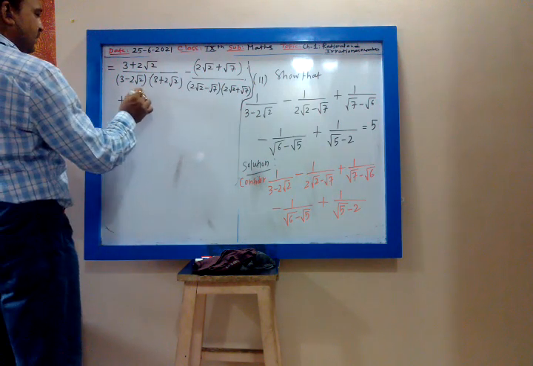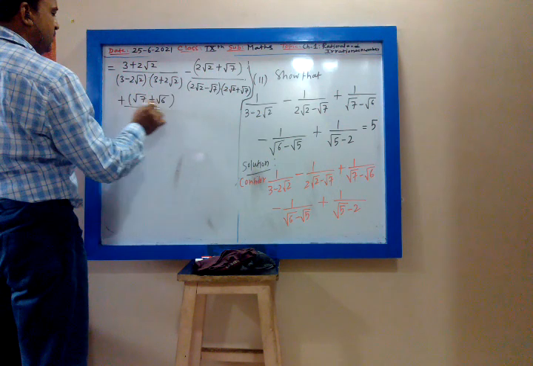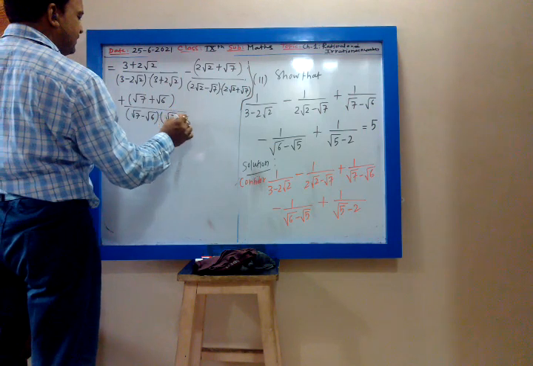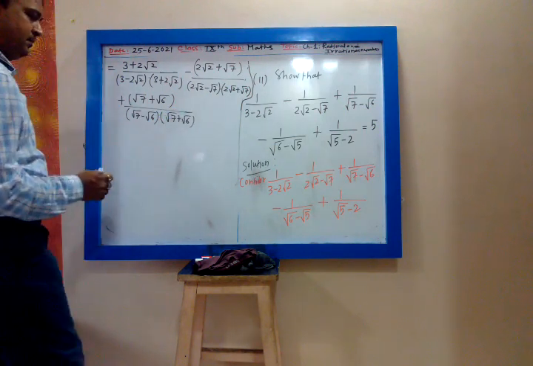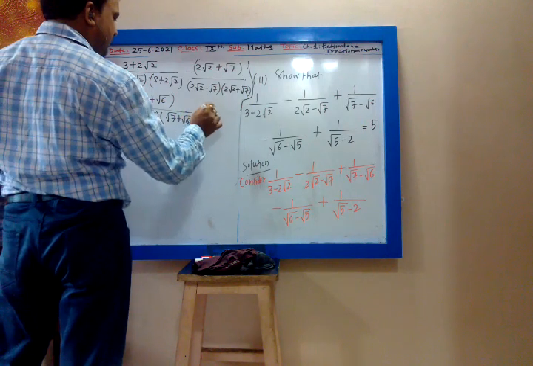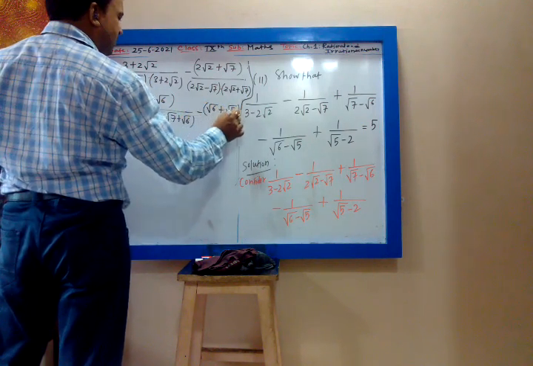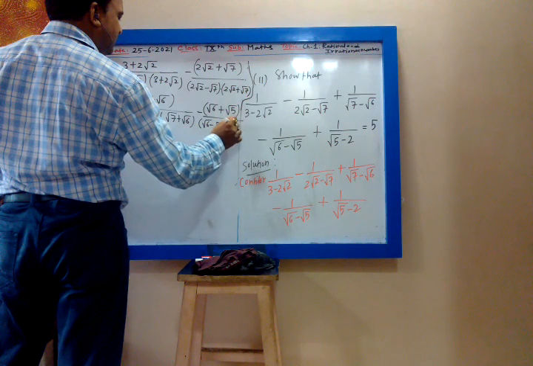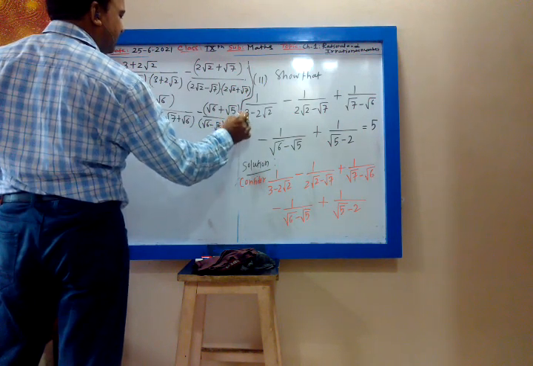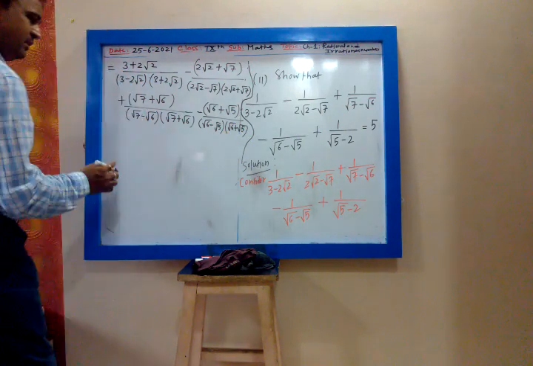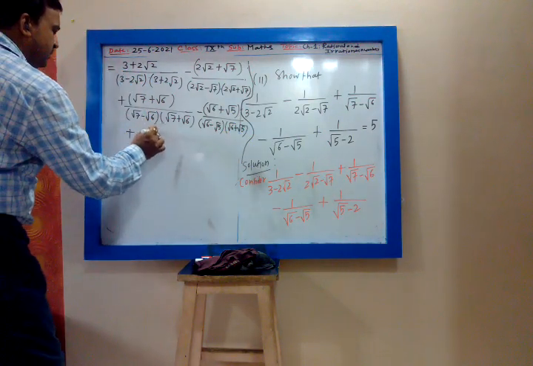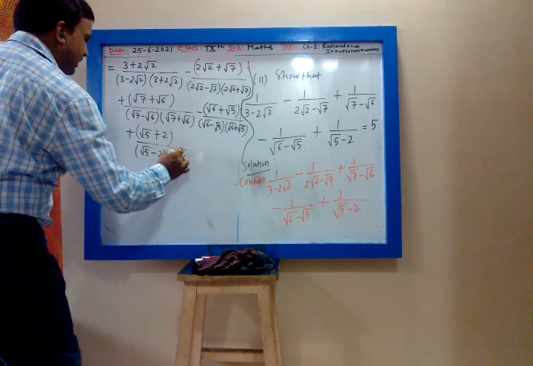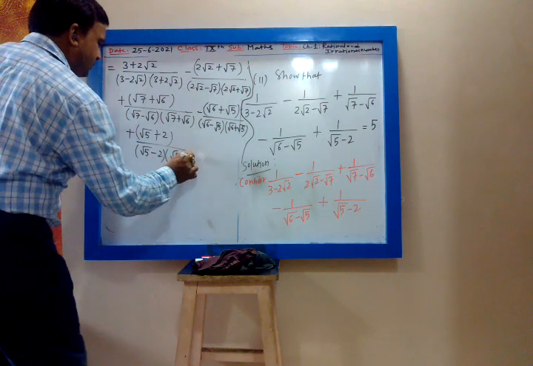Plus root 7 plus root 6 upon root 7 minus root 6 into root 7 plus root 6. Then minus root 6 plus root 5 upon root 6 minus root 5 into root 6 plus root 5. Clear? Plus root 5 plus 2 upon root 5 minus 2 into root 5 plus 2.